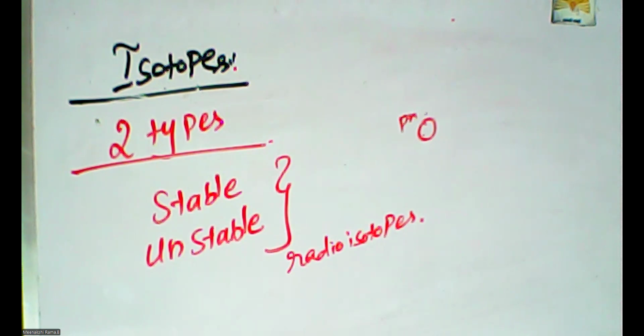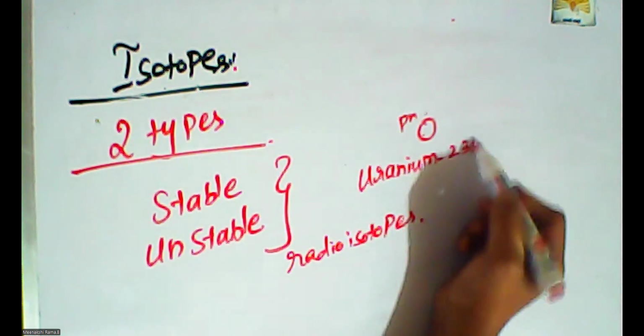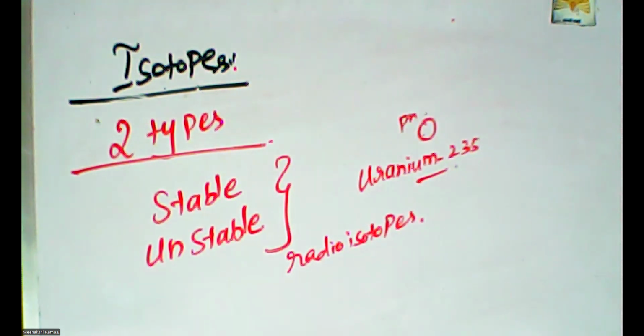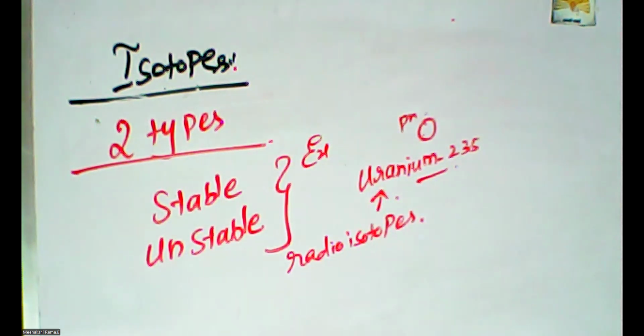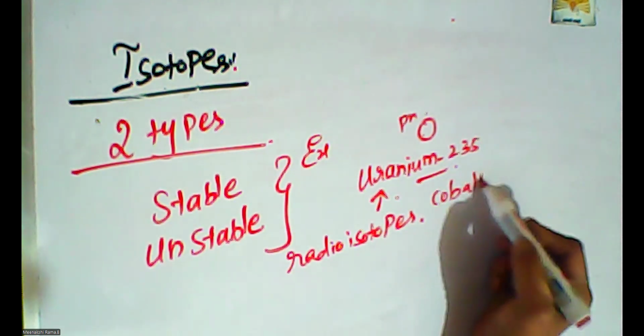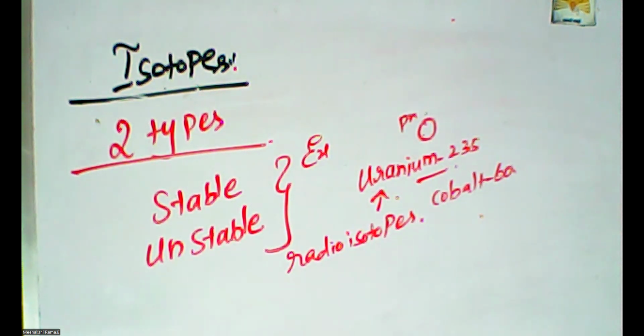Okay. An example of a radioisotope is uranium 235. This is one of the important questions: what is an example of a radioisotope? Uranium 235, and then cobalt 60. These two radioisotopes are used in radiotherapy treatment.